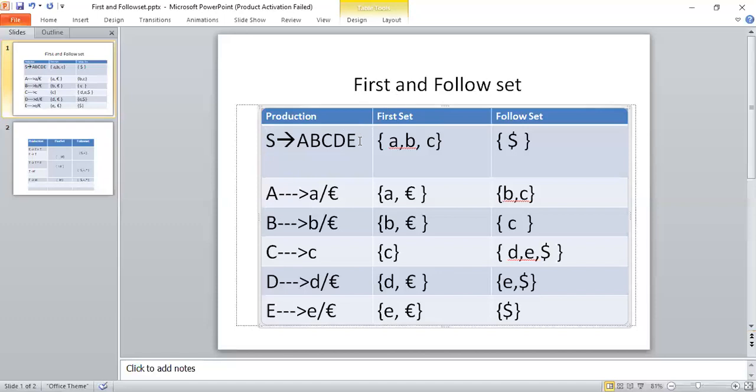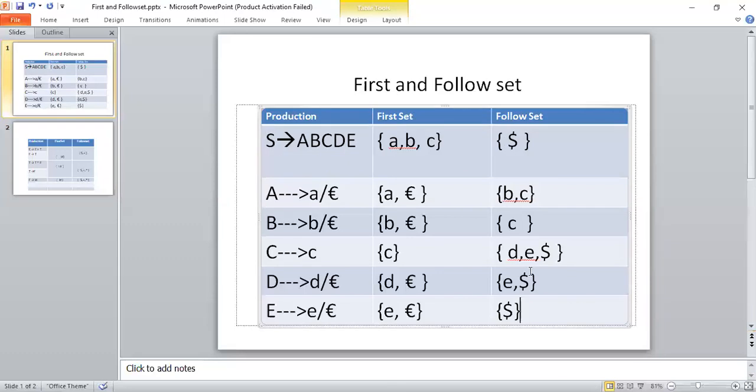Then here I'm calculating follow of E. Follow of E is nothing but the follow of E. After E, here we don't have any symbol. Directly this E follows S. What is the follow of S? Dollar. So this is the follow set for A, B, C, D, E and S.